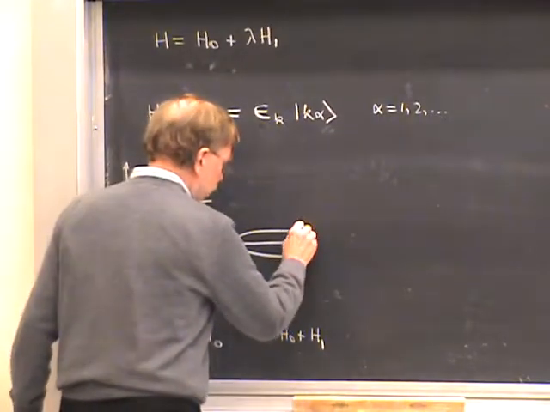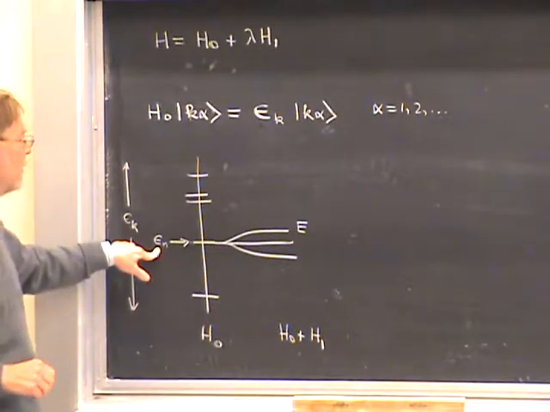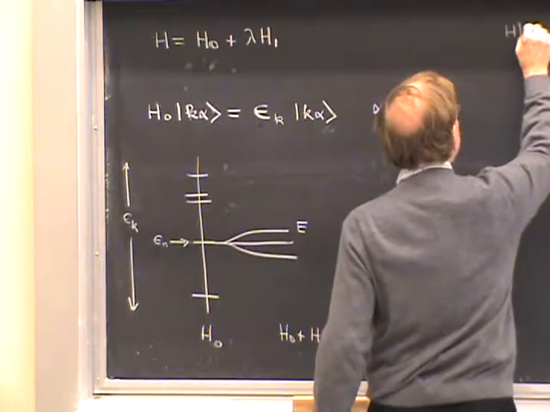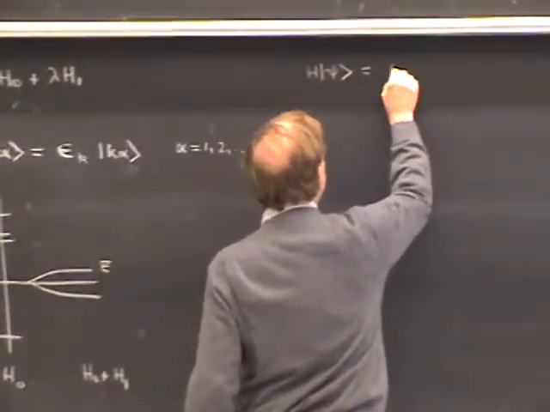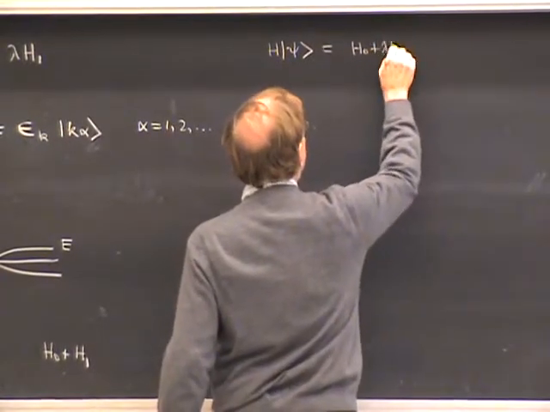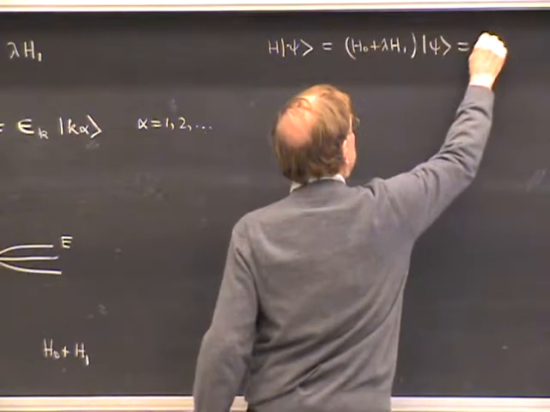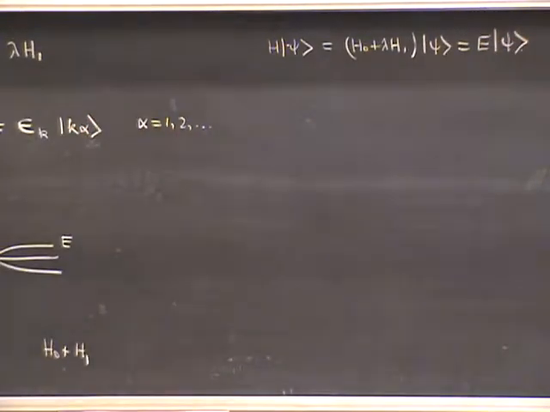Let's denote one of the exact energy levels by capital E, one that grew out of the epsilon_n at the end. And let's denote the exact energy eigenstate by psi. So the Schrodinger equation we wish to solve is H psi, which is the same thing as H0 plus lambda H1 acting on psi, equal to E psi. So psi here is the exact energy eigenstate, and E is the exact energy.